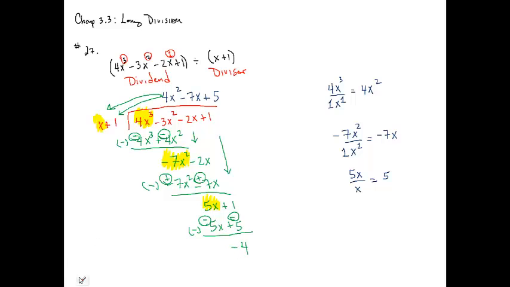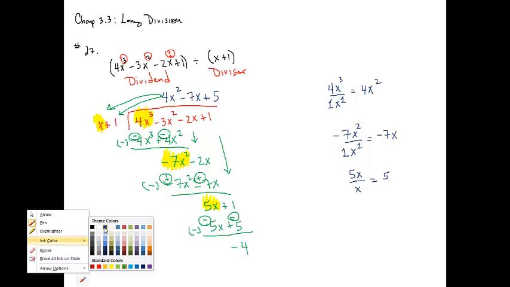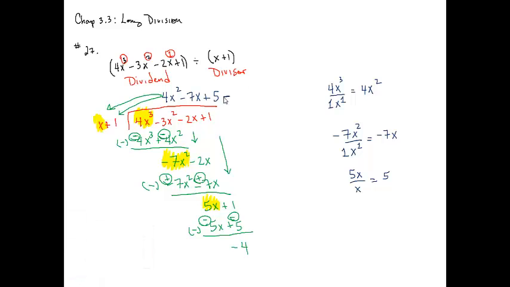Therefore, I have a remainder of negative 4, and how do you write it? Well, I'm going to say minus 4 divided by, what was I dividing by? X plus 1. Okay? Now, you can either put the minus here and put the negative there and call it a minus sign, or you can call this plus negative 4 divided by x plus 1. They mean the same thing.